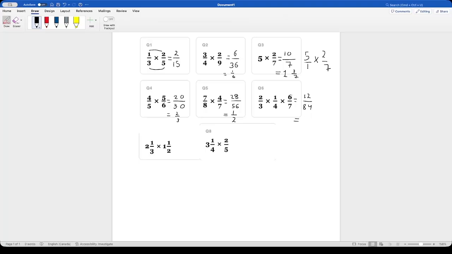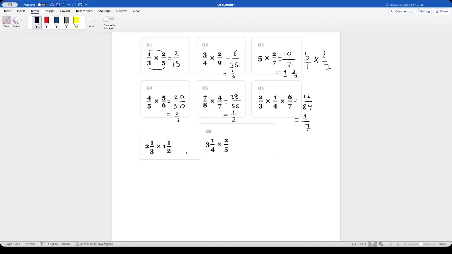Now we have to divide these by, well, we know that 12 goes into both of these. So 12 goes into 12 once. And how many times does 12 go into 84? Well, we know that because it was times 7, right? So it'll be 7 times. So our final answer is going to be 1 over 7.